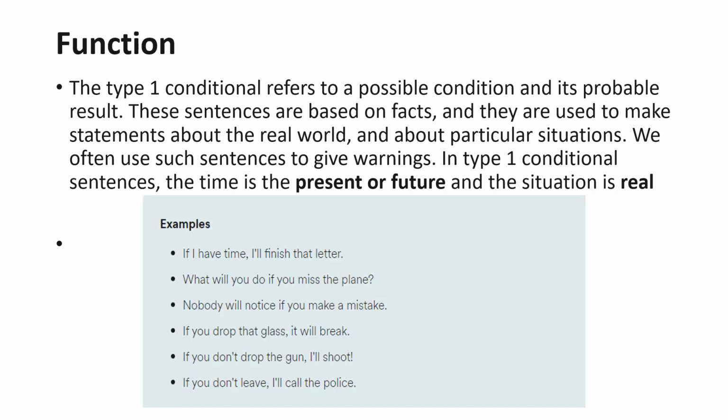Moving towards the function of type 1, the type 1 conditional refers to a possible condition and its probable result. These sentences are based on facts and they are used to make statements about the real world and particular situations. We often use such sentences to give warnings. In type 1 conditional sentences, the time is in the present or future and the situation is real.